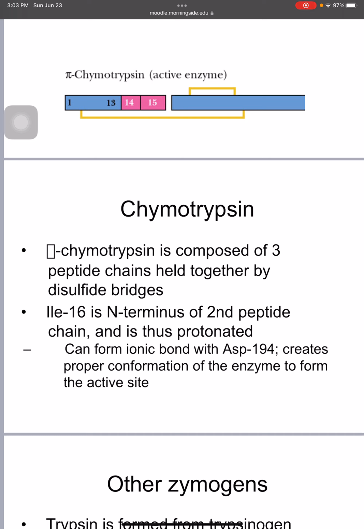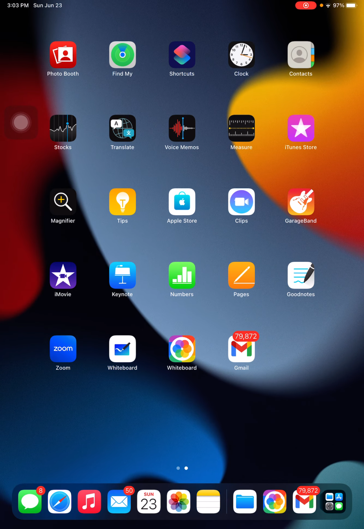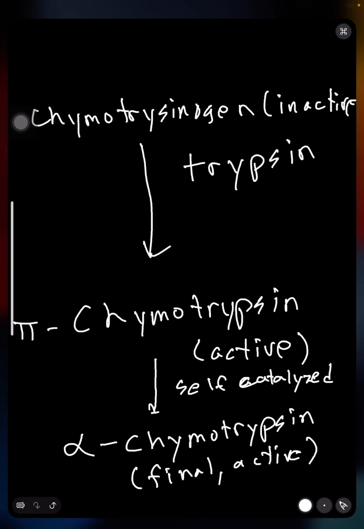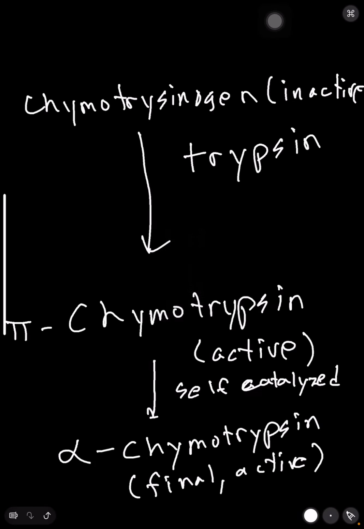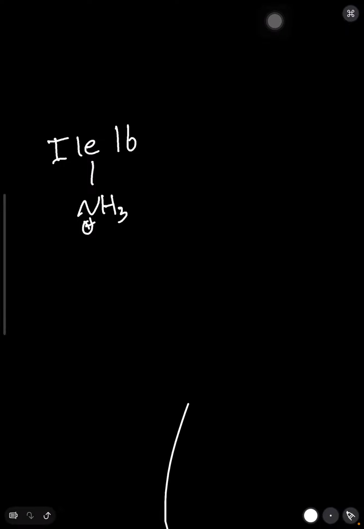All right, and in this environment, that isoleucine, its N-terminus is going to be protonated. So you're going to have an NH3. I'm just going to draw it like this for simplicity's sake. All right? So you have a protonated NH3 on your isoleucine.